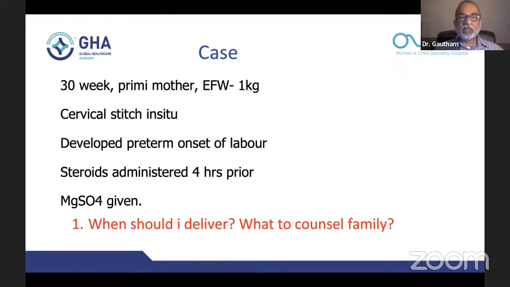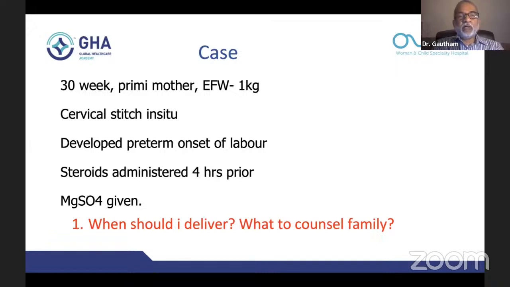What I would like in this case is the delivery to be delayed as much as possible, because every extra day, every extra week the baby stays inside is beneficial for the baby's maturity and the baby's lungs. So I would talk to the obstetrician and request them to delay the delivery as much as possible. Barring that, I would at least wait for 24 hours for the steroids to act. And if they want to use tocolytics and other medications to slow down the preterm labor, I would strongly encourage that.